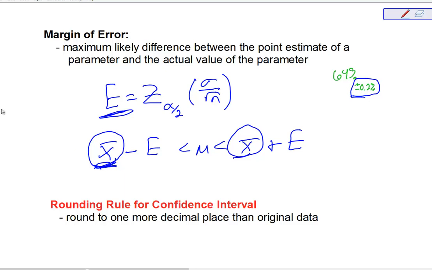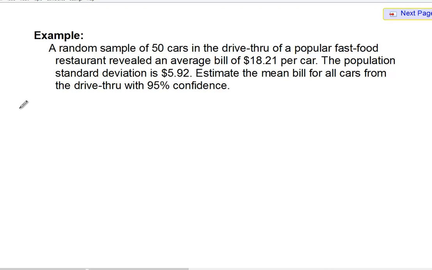So let's look at an example. We have a random sample of 50 cars in the drive-thru of a popular fast food restaurant, revealed an average bill of $18.21 per car. The population standard deviation is $5.92. Estimate the bill for all cars from the drive-thru with 95% confidence.